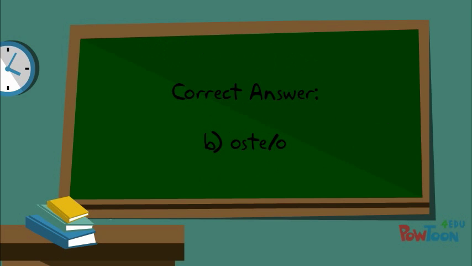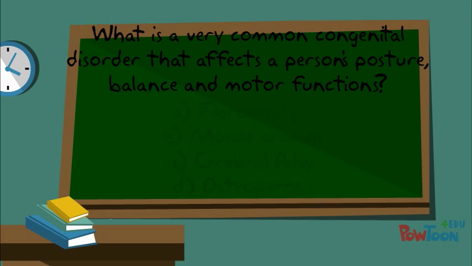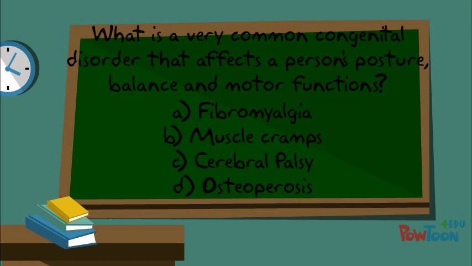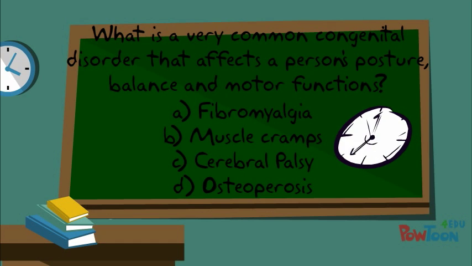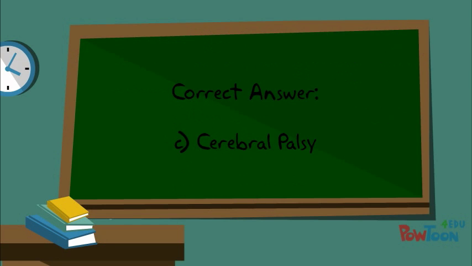That's right, the correct answer is B, osteo. What is a very common congenital disorder that affects a person's posture, balance, and motor functions? You got it, the correct answer is C, cerebral palsy.